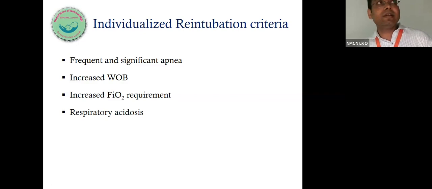There is increased FiO2 requirement, which should be pre-decided. Suppose you decide to reintubate the child at 60 or 70% FiO2 requirement, then if the child is requiring more FiO2 than that, the child should be reintubated. And if there is persistent respiratory acidosis, then also the child needs to be reintubated.